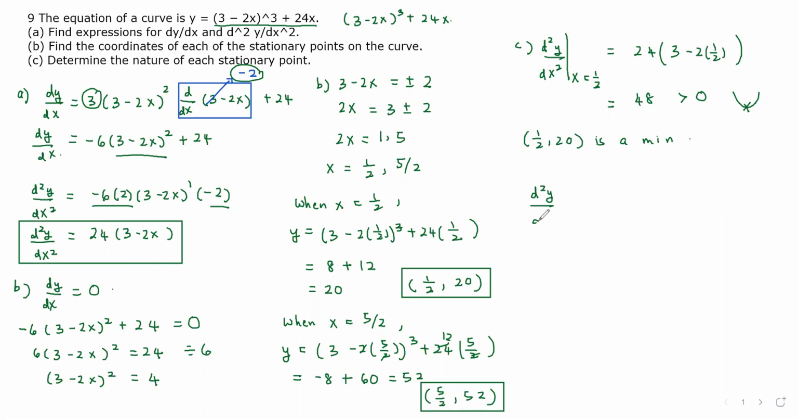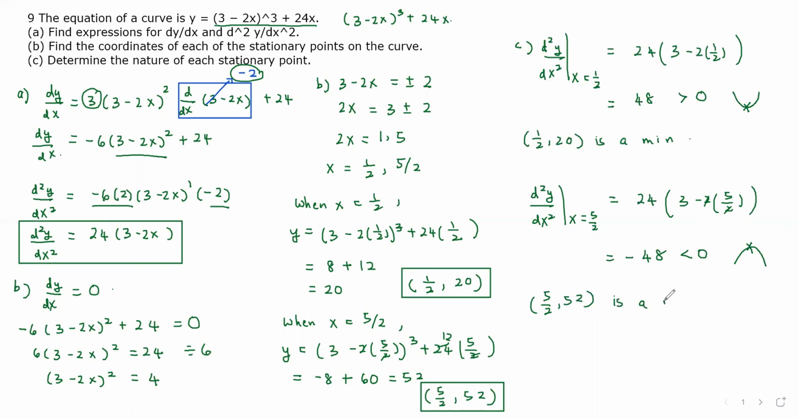For the second stationary point, we evaluate d2y/dx squared at x equals 5 over 2. So you'll have 24 times (3 minus 2 times 5 over 2). That cancels. That is a negative 2. And you have negative 48. This is less than 0. When the second derivative is less than 0, you have a graph that is concave down. That gives you a maximum point. Therefore, 5 over 2 and 52 is a maximum.